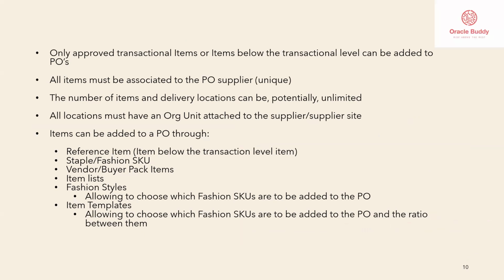Only approved transaction items or items below the transaction level can be added to POs. All items must be associated to the PO supplier. The number of items and delivery locations can be potentially unlimited. All locations must have an org unit attached to the supplier site. Items can be added to a PO through reference item, staple fashion SKU, vendor buyer pack items, item list, fashion styles, and item templates.